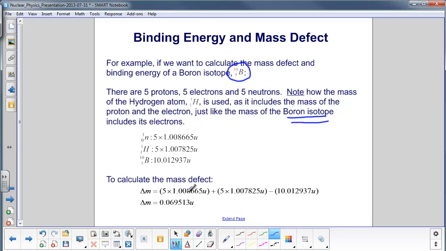We have over here the 5 neutrons. You can see 5 times the mass of the individual neutron. We have here the hydrogen atom, which includes the proton and the electron. And then here's boron, and there's just one of them. Again, this has 5 neutrons, 5 protons, and 5 electrons. And we get a mass defect of 0.069513 atomic mass units. So that shows that the individual constituents that made up this isotope have a greater mass than the boron isotope. So where did that mass go? That will be shown on the next slide.